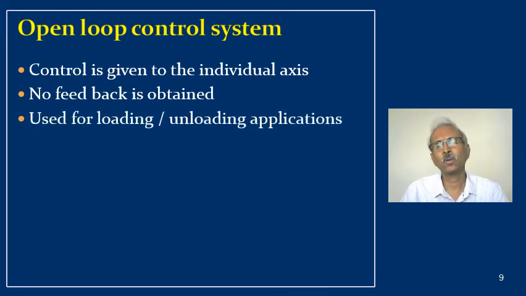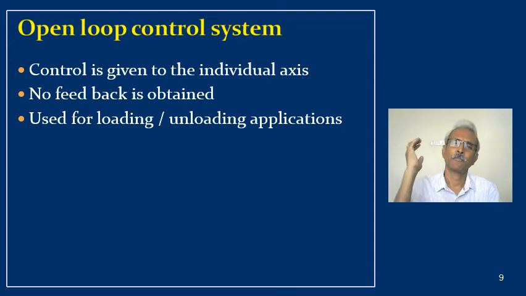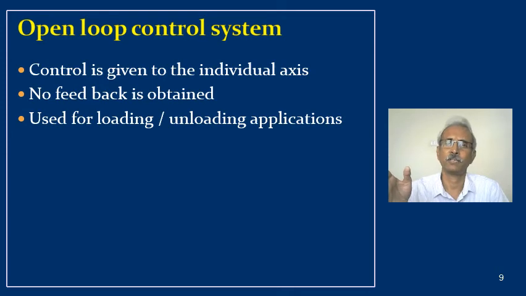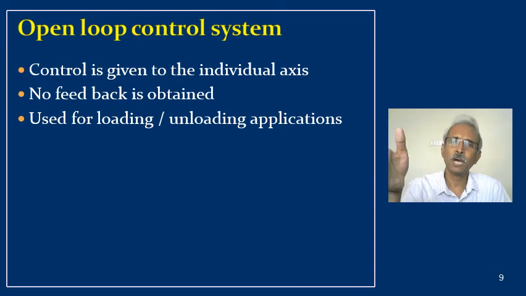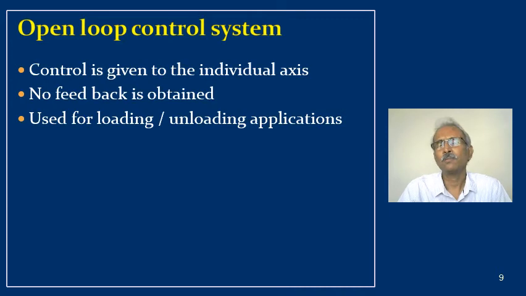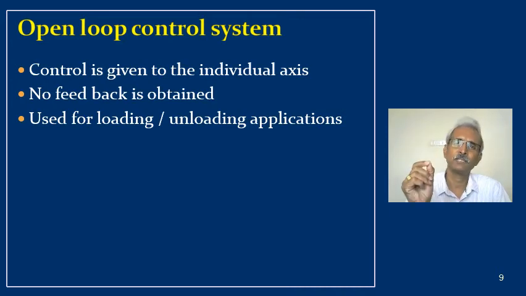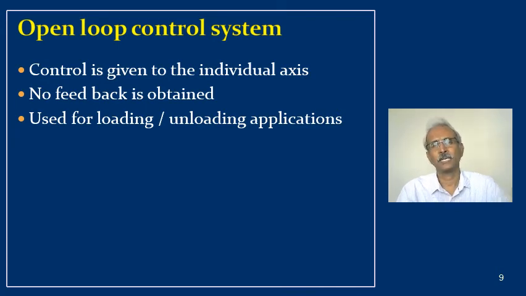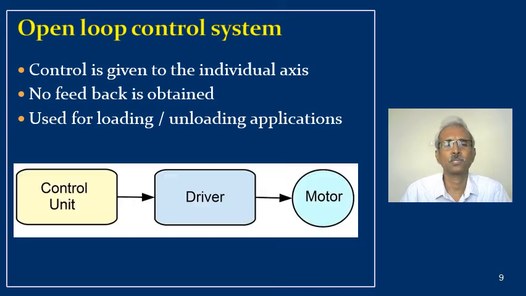It is mainly used for loading and unloading applications. Say, for example, when I say move through 30 degrees, let's assume that it has stopped short by 0.5 degrees. It moved only through 29.5 degrees. Or it went past by 0.5 degrees, that is, it went through 30.5 degrees. So there are applications where this 0.5 degrees is not very critical, like loading and unloading applications. It takes a part and puts it into a box, where that 0.5 degrees is not of much concern. It's not very critical, right? So there I use the open loop control system.